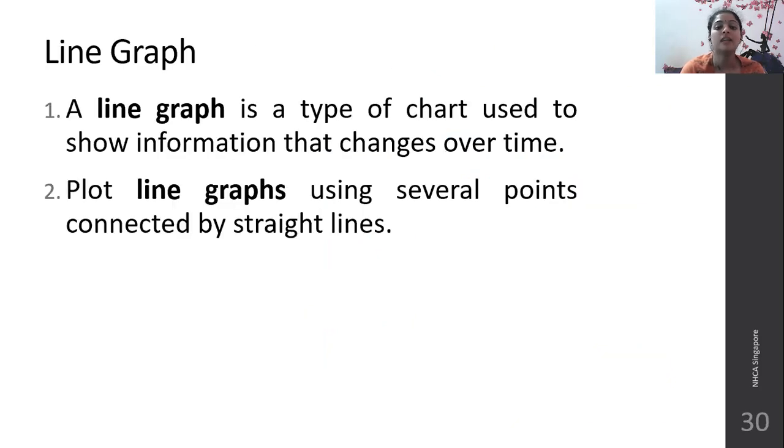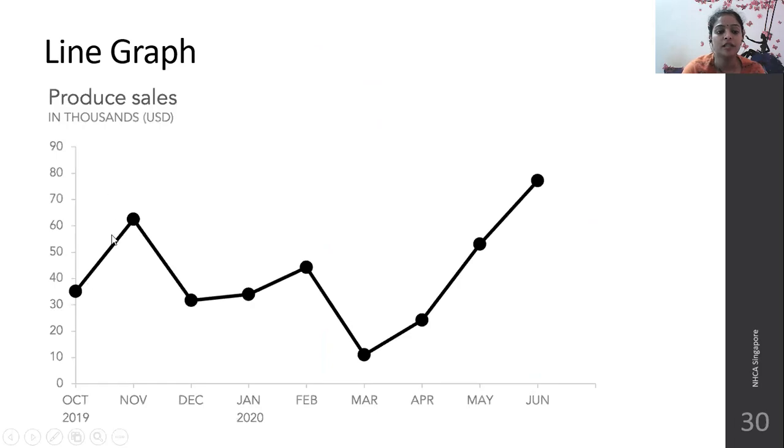Line graph. A line graph is a type of chart used to show information that changes over time. Trends can be visualized using a line graph. Plot line graphs using several points and connect them by straight lines. You plot several points, these black dots, and at last you connect them using straight lines. Then you will get a trend.